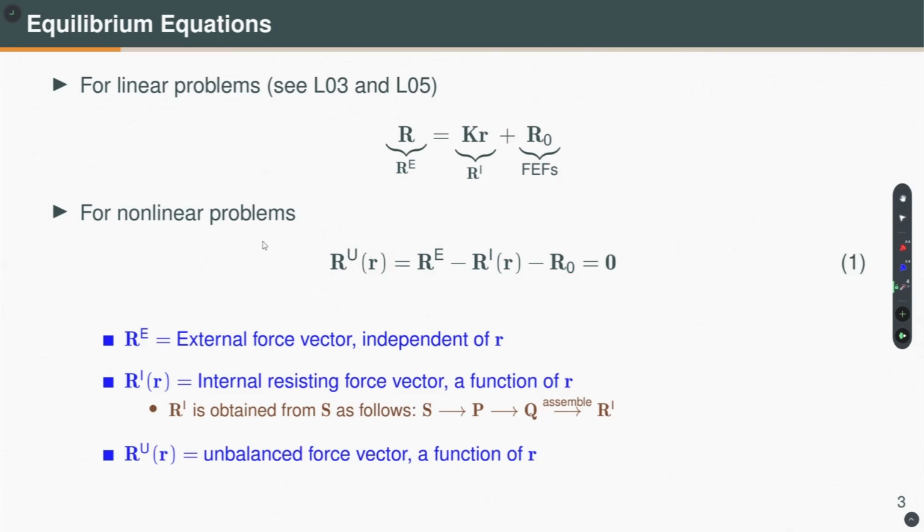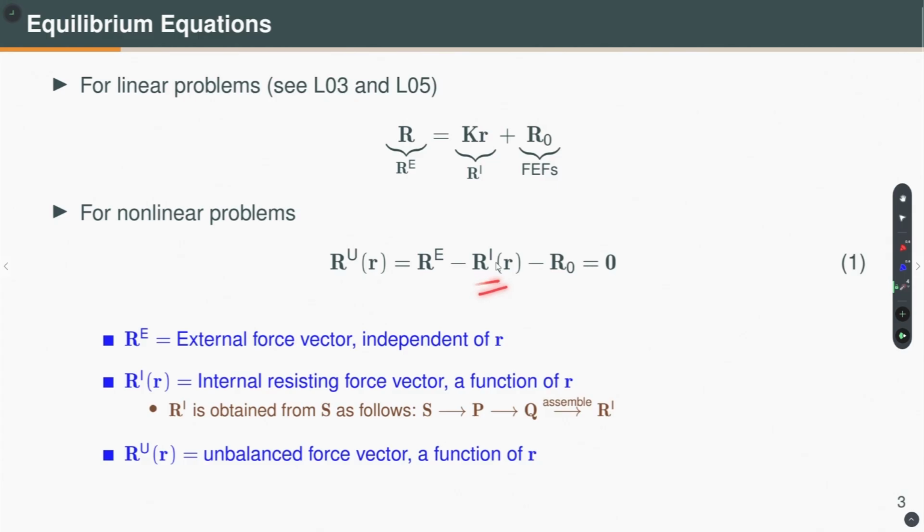Why it is unbalanced, you will see. I have rewritten the same equation where I am using Re, Ri and then R0. This is called the unbalanced force vector, which is a function of the displacement vector r. Why? Because if you recall, this is a complex nonlinear function of the displacements, which I have demonstrated earlier. So, how do you construct this?